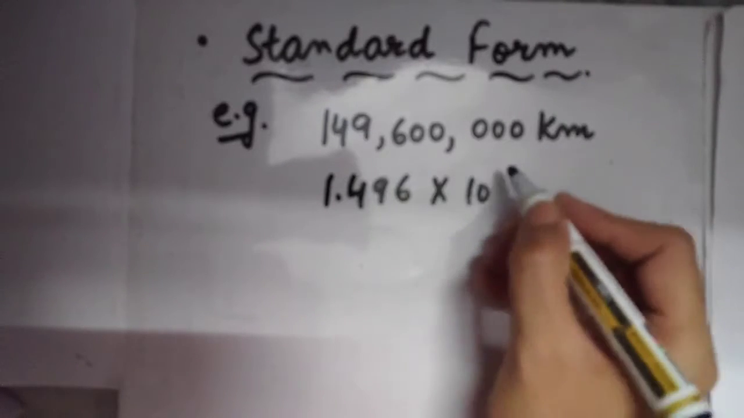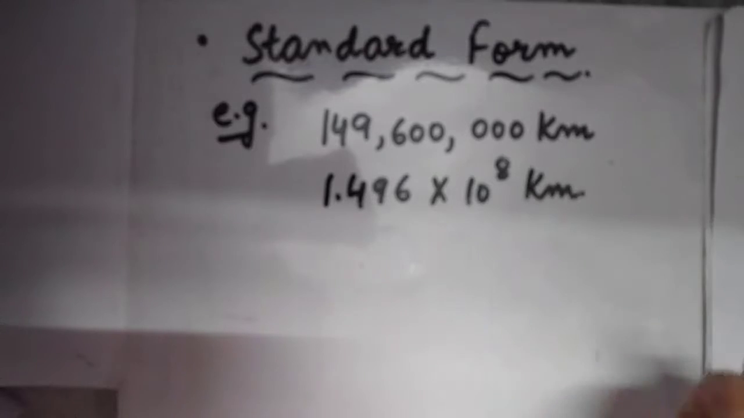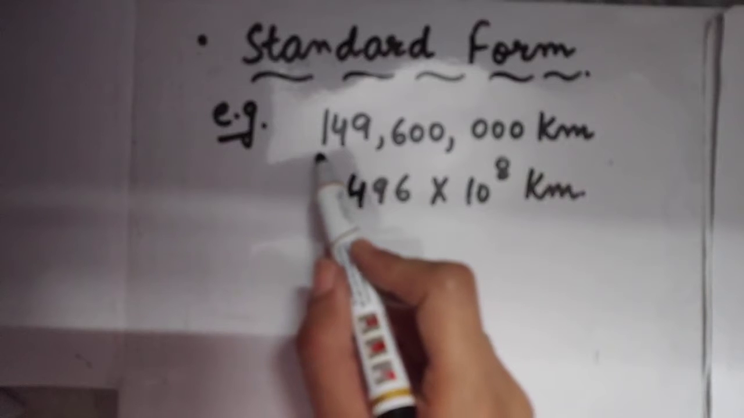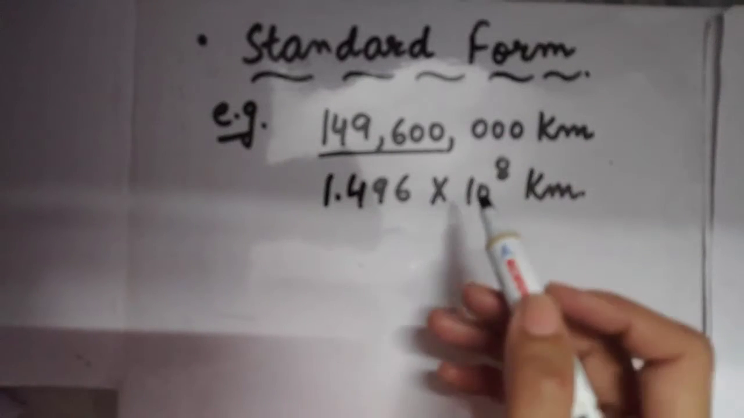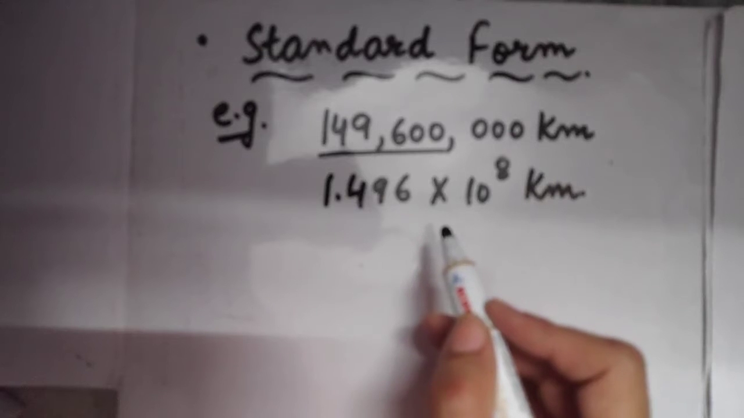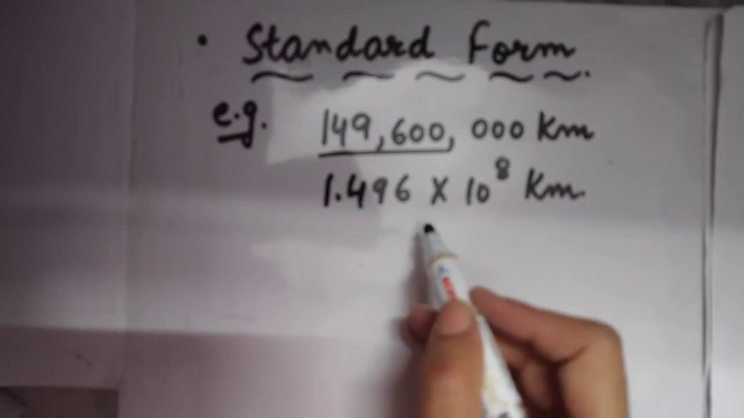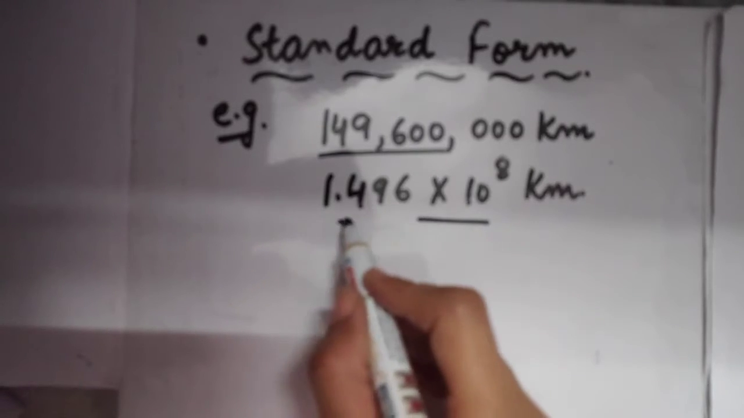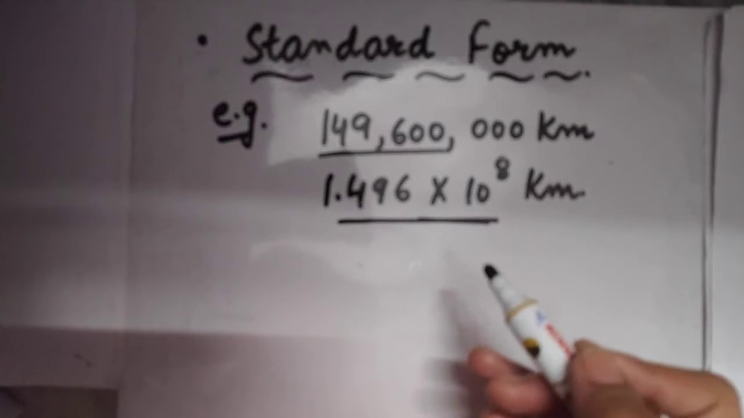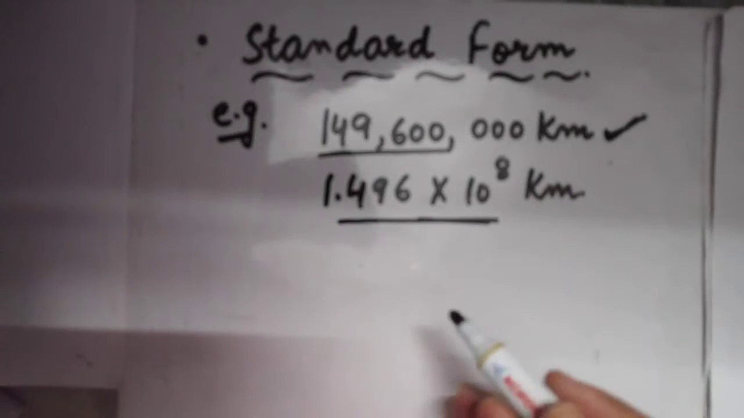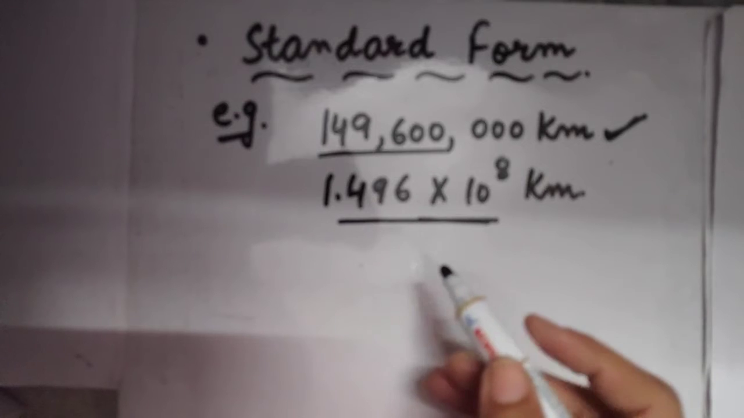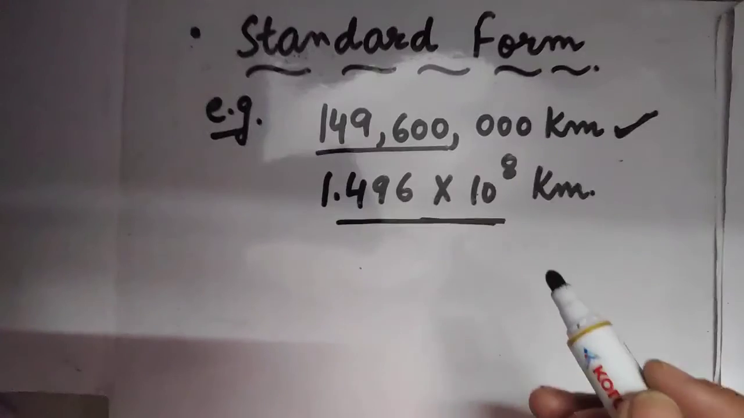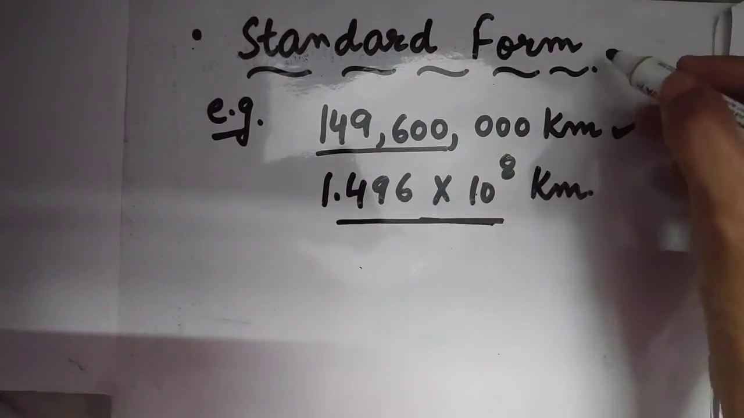1.496 into 10 raised to the power 8 kilometers. So, expressing large numbers, or you can say small numbers, in the notation where we are expressing it as a multiple of a power of 10. Expressing the numbers in such a form, so that they are being multiplied by a power of 10, is called standard form.